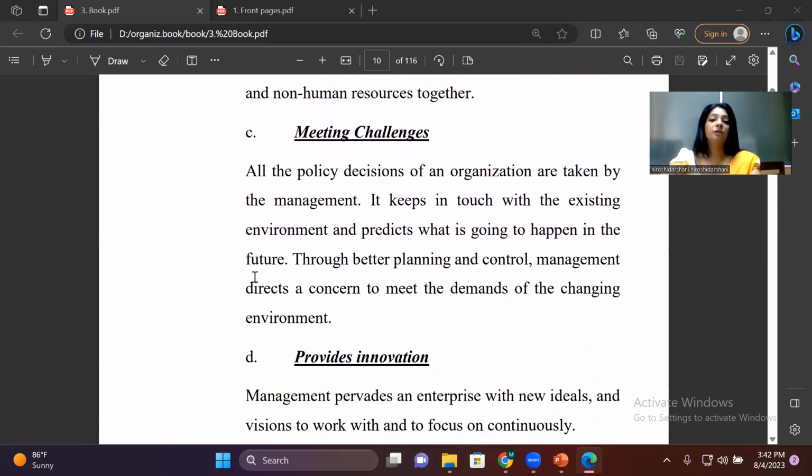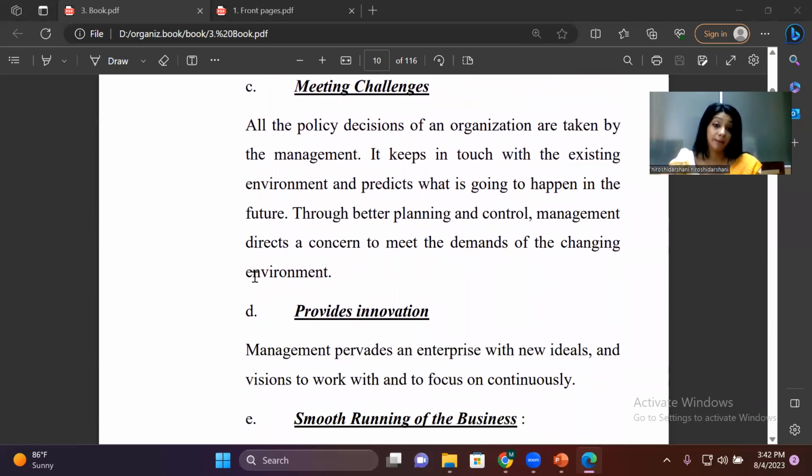All the policy decisions of an organization are taken by the management. It keeps in touch with the existing environment and predicts what is going to happen in the future. Through better planning and control, management directs a concern to meet the demands of the changing environment. So once you prepare your plan, you know your SWOT. You know what your weaknesses, strengths, opportunities, and threats are.